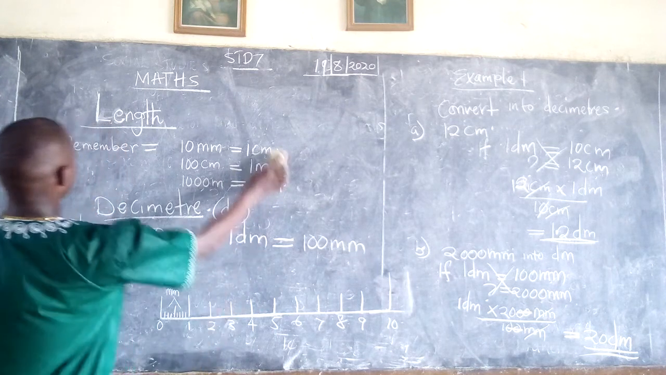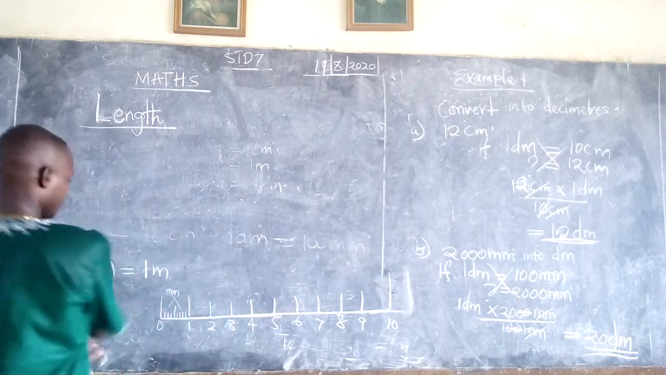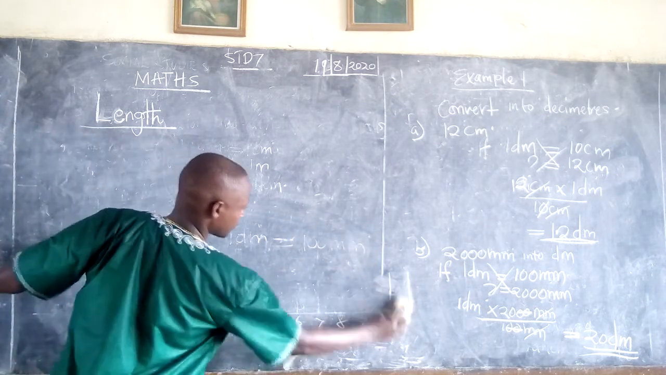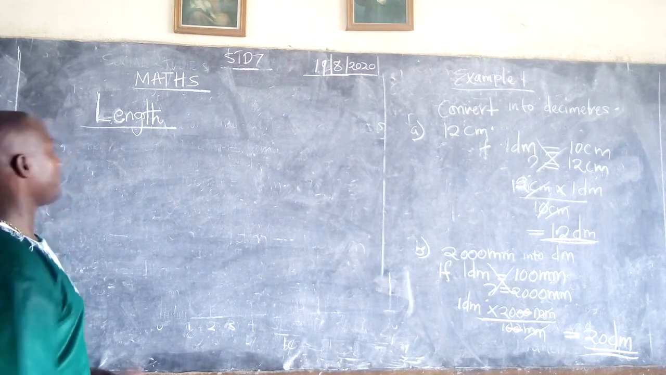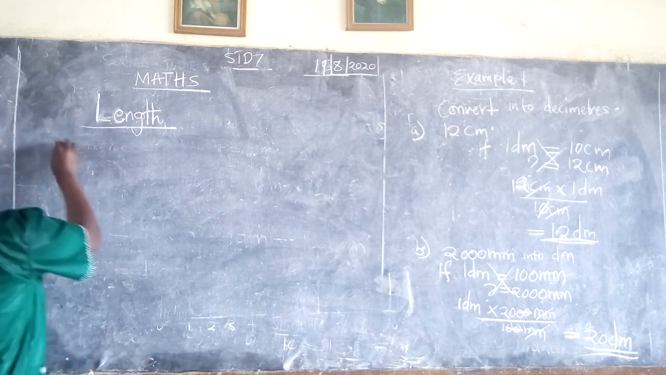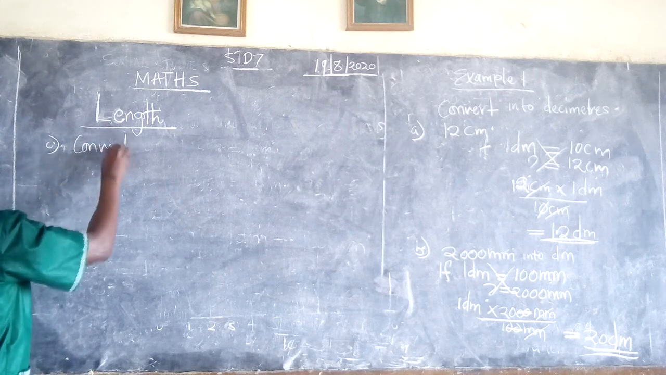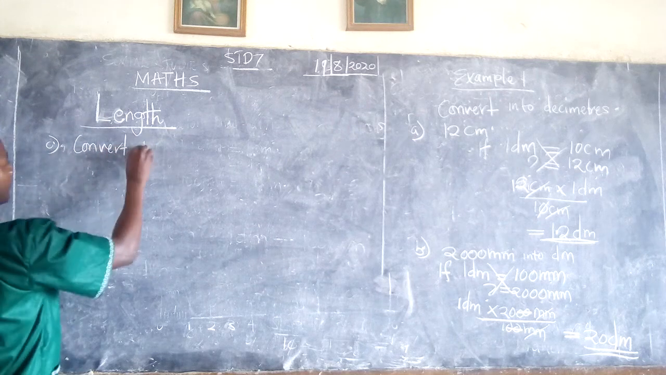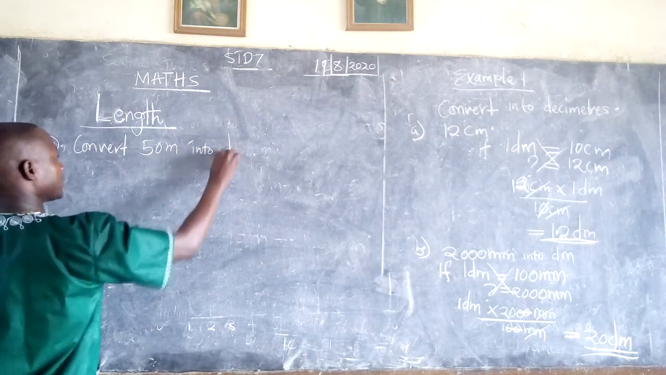Again, you might be given meters. Convert 50 meters into decimeters.